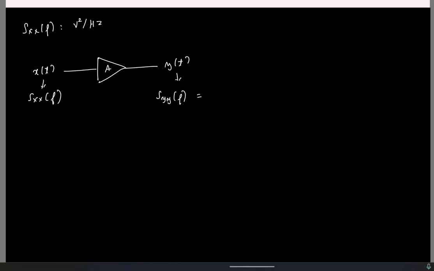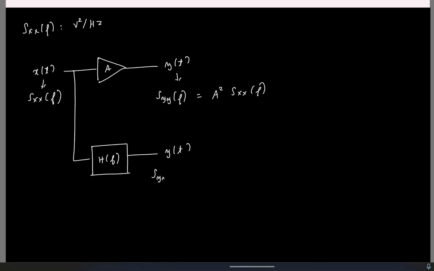A square. Okay, it's a power, so you multiply by A square times SXX of F, done. So now let us say I take the same signal, give it to an LTI filter with a frequency response H of F, I get some Y of T. What will be the power spectral density of this guy?